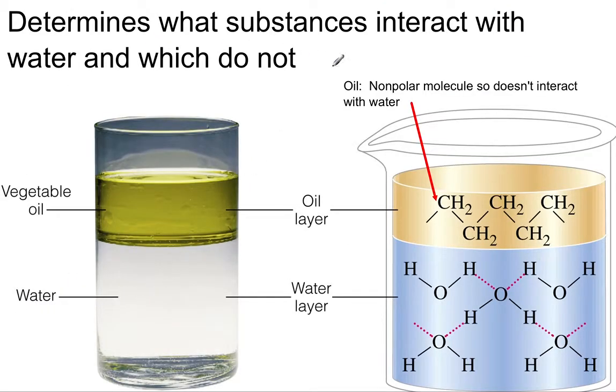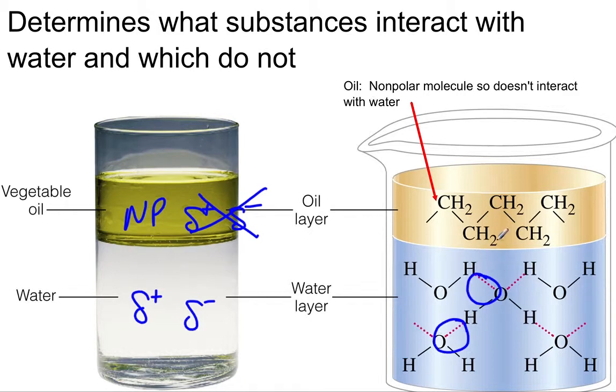And finally, it determines what substances do and don't interact with water, because water has hydrogen bonds. So if something like oil, which is nonpolar, doesn't have any strong positive or negative ends, and water has them, there's no way to form hydrogen bonds with these nonpolar particles. So you see all the hydrogen bonds forming, all these red dashed lines, and we can't form them up here because there's no difference in polarity.